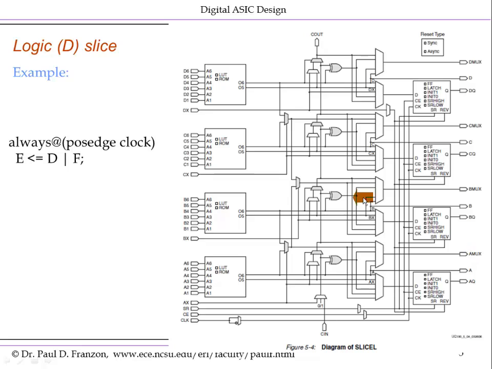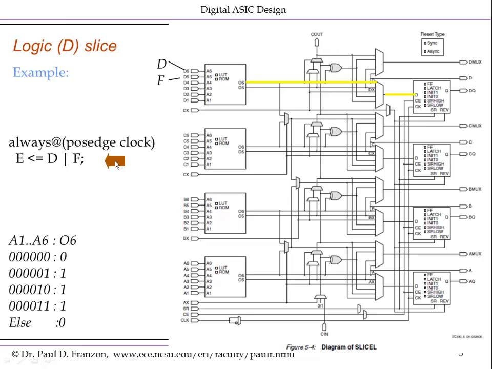So for example, let's say we have this RTL, and again, any valid RTL can be mapped into an FPGA. The only question is efficiency. Always at posedge clock, E equals D or F. Well, as I think you've already figured out, the D or F aspect is loaded into the lookup table. And this is that table.